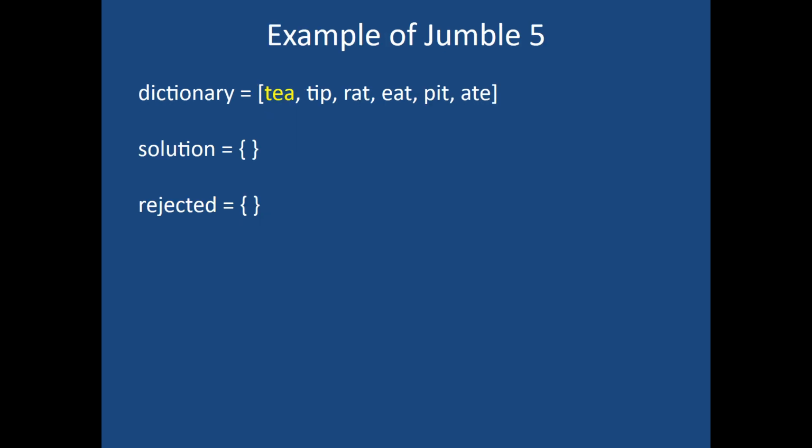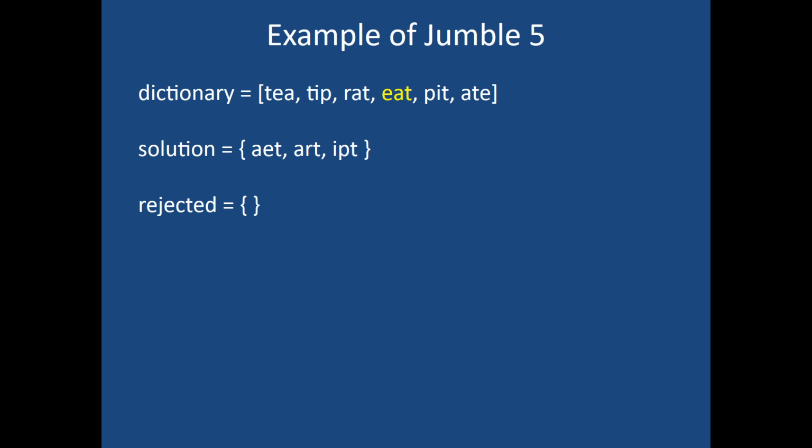Let's see how that works. So there's eat. We sort it to get AET, and it is neither in rejected nor in solutions, so it goes into solutions. What's going to happen with tip? We're going to sort it into IPT. We don't find it in either set, so it goes into solutions. Rat, ART, it goes in there.